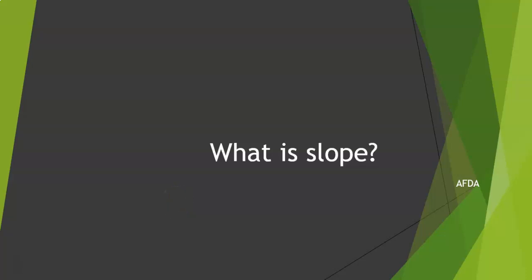Today we will be talking about slope. Specifically, what is slope and how do we find it when we have a graph? How do I know what the slope of that graph is? And when we have 2 points, how do I find the slope algebraically?